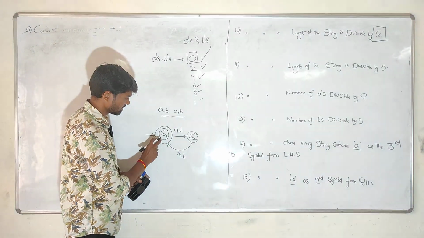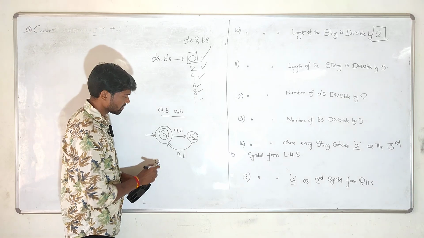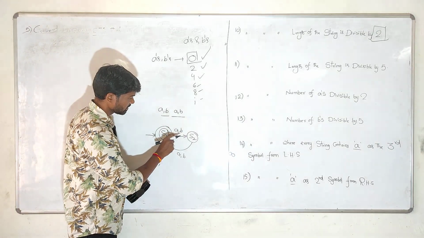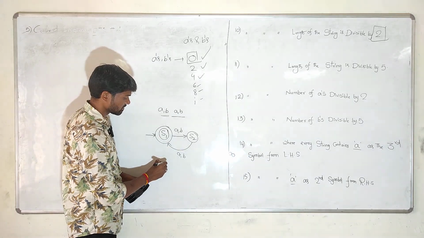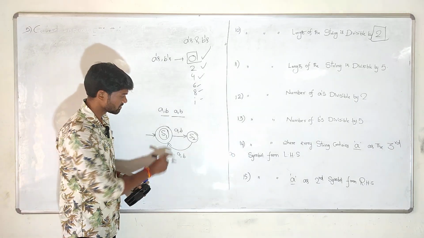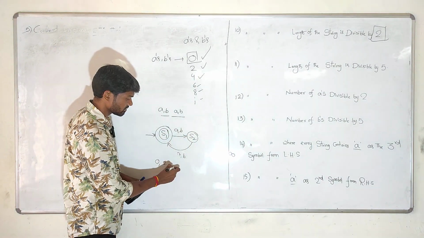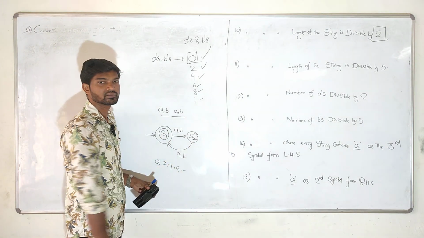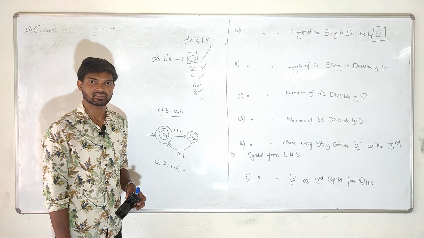See, the initial state itself is the final state, meaning the 0 length string. Then A comma B on S2, it reaches to A comma B. Then you will get 2 length string combinations of A's and B's. Like another loop, you will get 4 length strings. Another loop, you will get 6 length strings, and so on. You always get even length strings only.